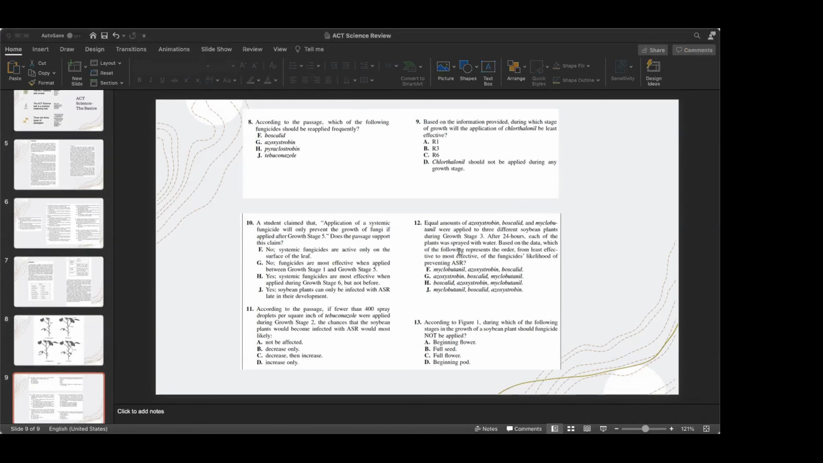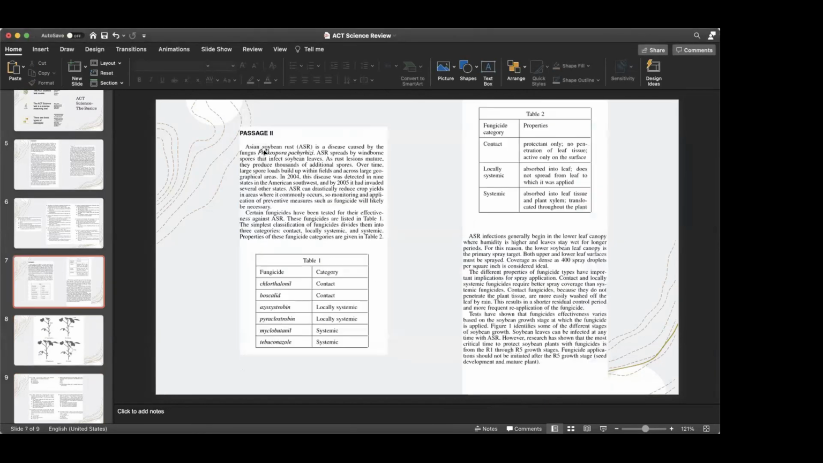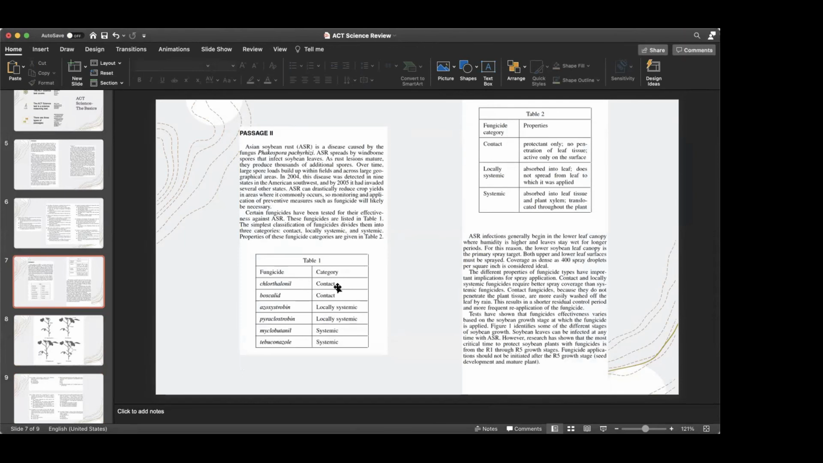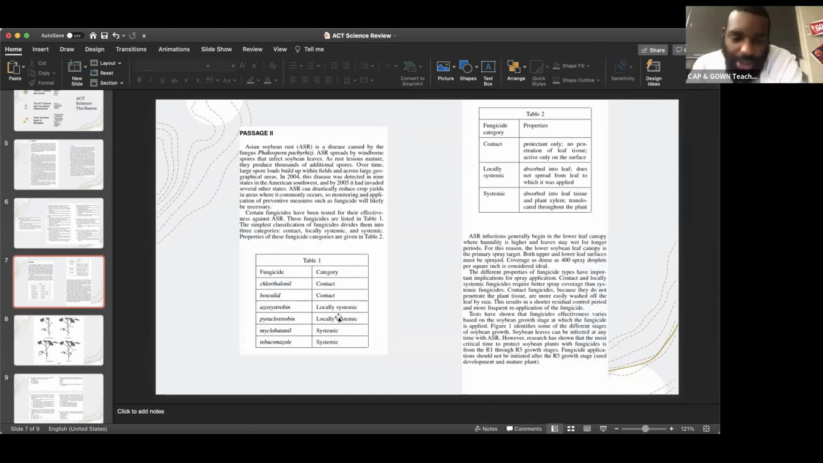It said least effective to most effective. So you were just looking at the tables. Table 2 to be more precise, because it was saying what kind is the contact procedure, the systemic procedure, and then looking back at table 1 to see which fungicide is in what category. Contact would be the least effective, but systemic would be the most. So out of the choices they gave us, I just matched them up with table 1. Good job, that is great.